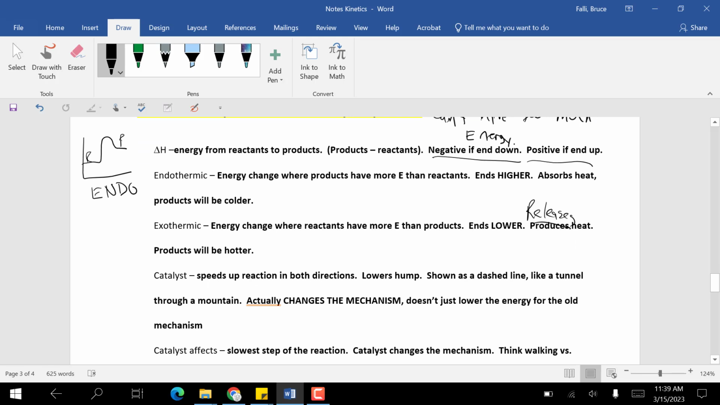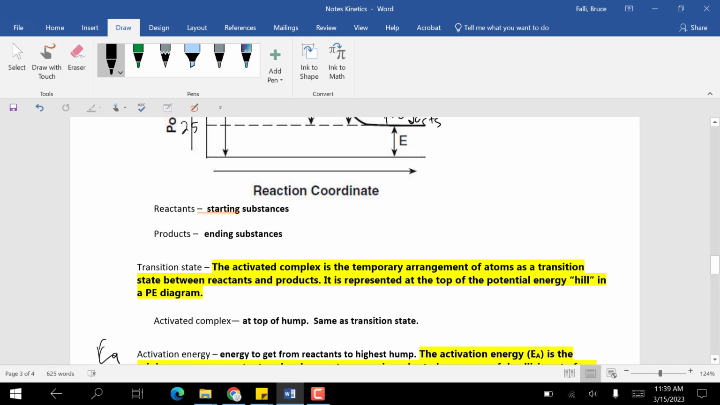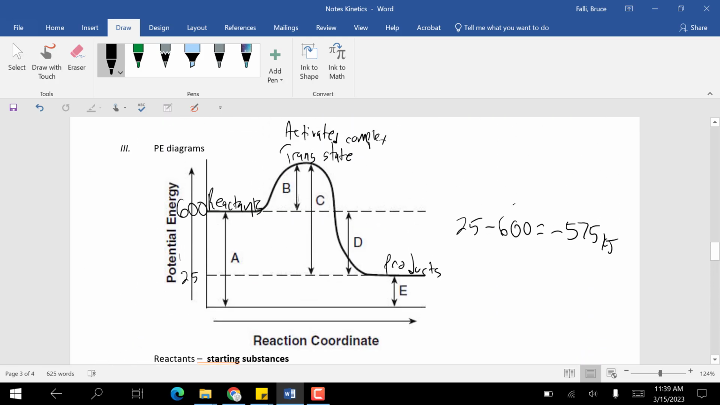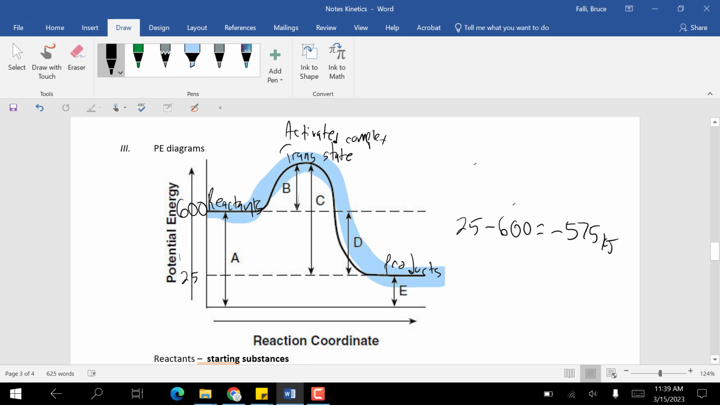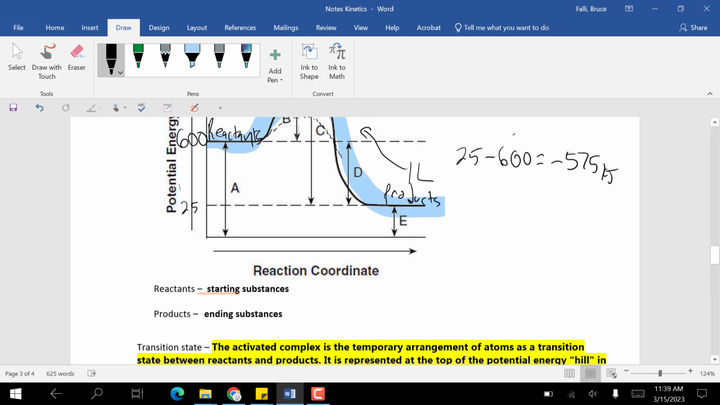A catalyst speeds up the reaction in both directions. It lowers the hump. It's shown as a dashed line like a tunnel. So I drive from Indiana to Illinois most every day, and I have to drive over Mount Hoosier. If I thought of this as being Mount Hoosier, and then the great state of Illinois spent $475 million making a tunnel for Mount Hoosier, it would be faster for me to go from Indiana to Illinois, and also faster to go from Illinois to Indiana because I could take the tunnel going both ways. So it's faster in both directions.